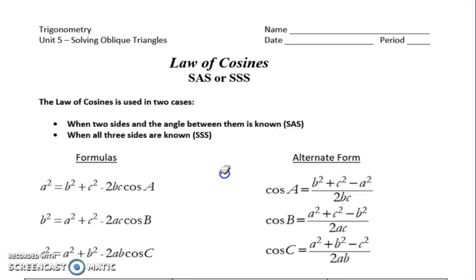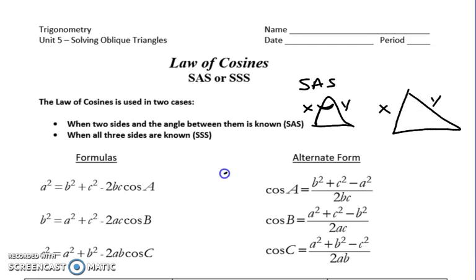Hello, let's talk about the law of cosines. We're going to use the law of cosines in two cases. First, when we have side-angle-side, meaning two sides and we know the angle between them. So if we know x and y, and we know that angle, that is side-angle-side. And we're also going to use the law of cosines when we have all three sides, so side-side-side.